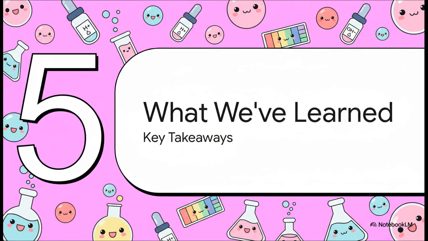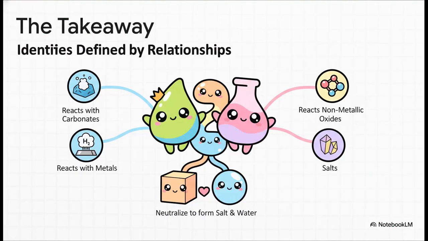So after all that, after profiling these two fascinating chemical personalities, what's the big takeaway from our story? What have we really learned here? Well, the crucial point is that their identities are completely wrapped up in their relationships. They are defined by what they do and who they do it with. You really can't describe an acid without talking about a base, and you can't describe a base without its opposite.